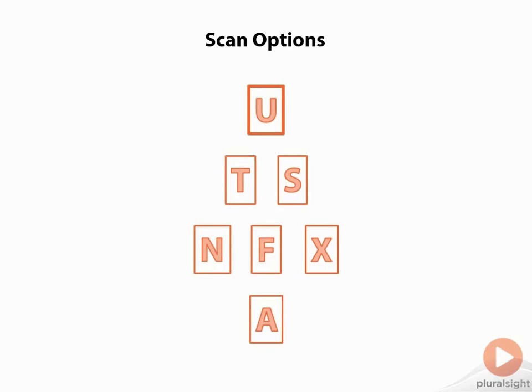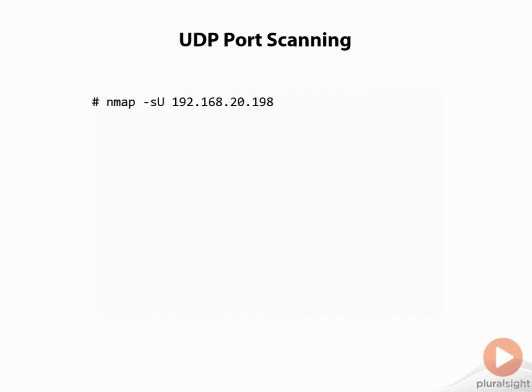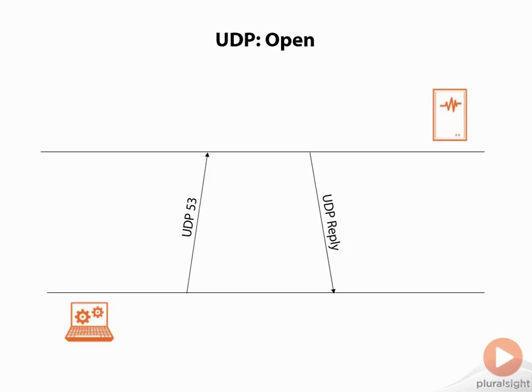Let's start with UDP port scanning. UDP port scanning is enabled using the -sU option as shown in this command. Open UDP ports are only detected when the associated application provides a reply. Probes sent to UDP ports that commonly provide replies, such as DNS on port 53 or SNMP on port 161, contain a payload designed to elicit a response from the target application. Probes to other UDP ports have an empty payload.